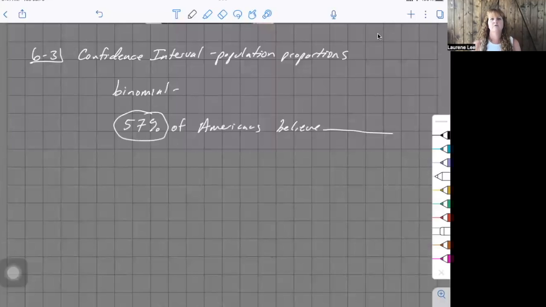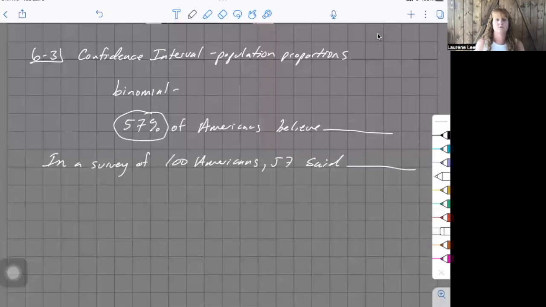Another way that I could frame this problem is I could say, in a survey of 100 Americans, 57 of them said whatever we're talking about. Now in order to create a population proportion, by the way, our letter for this is P, remember? That's our population proportion. What you do is it's a probability. It's the probability that if you chose somebody that they would answer yes.